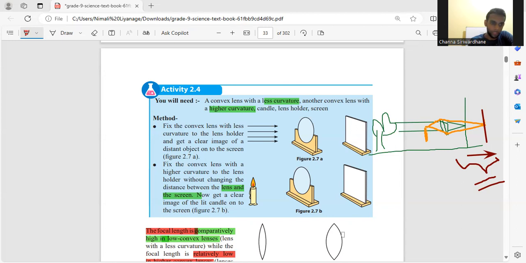Then the third point, optical area of the brain interpret it as an upright image. Optical area of the brain interpret it as an upright image.